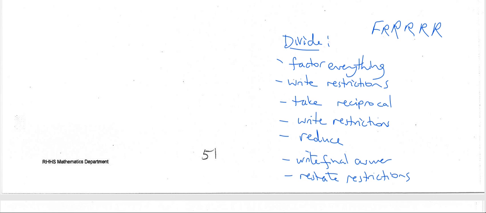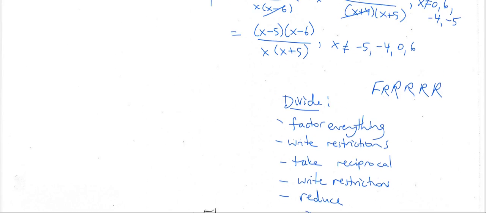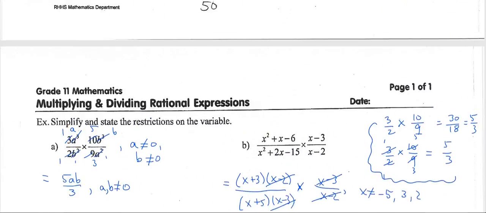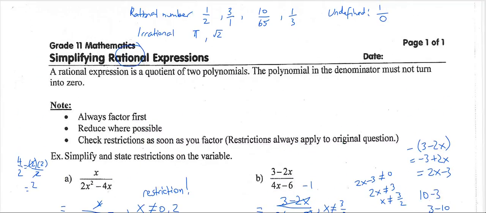All right, so basically for division, it's all about the factoring, and it's all about writing the restrictions as you go, because once you take the reciprocal, you might lose some restrictions because they won't be on the bottom anymore. So there you have it. This is simplifying, multiplying, and dividing rational expressions.